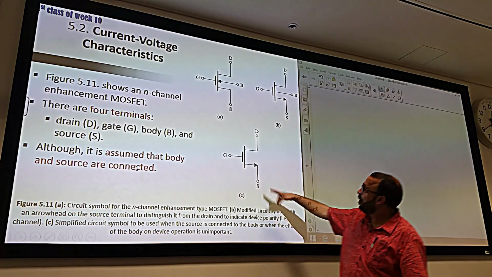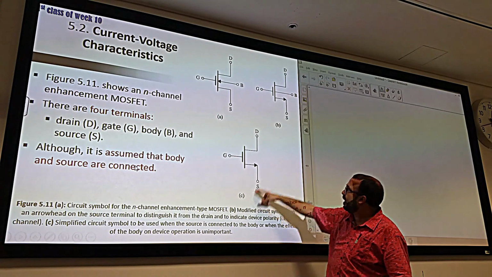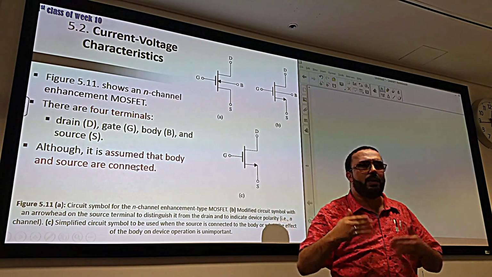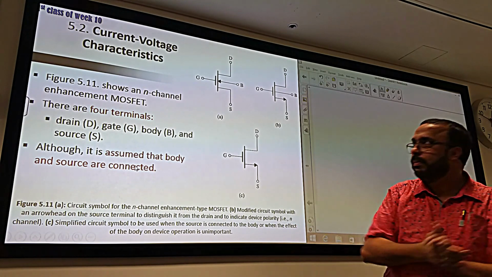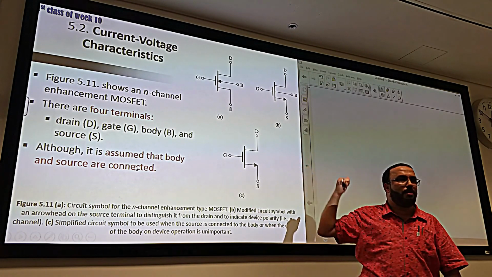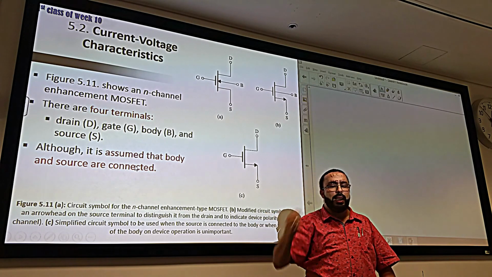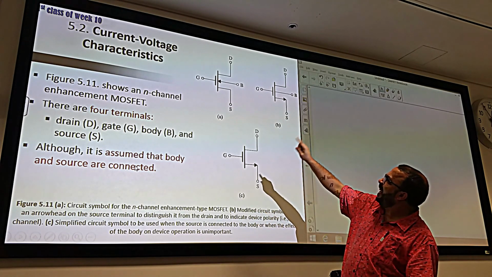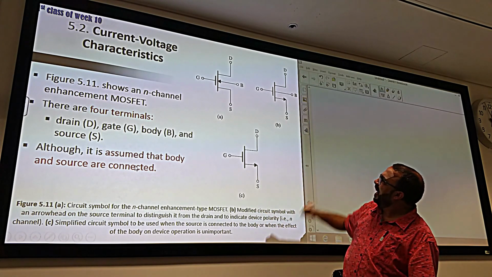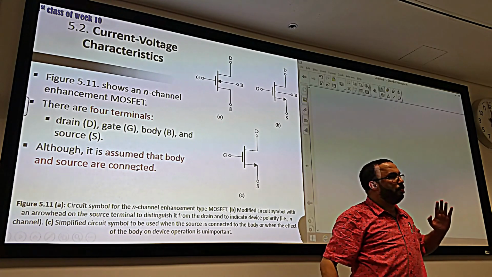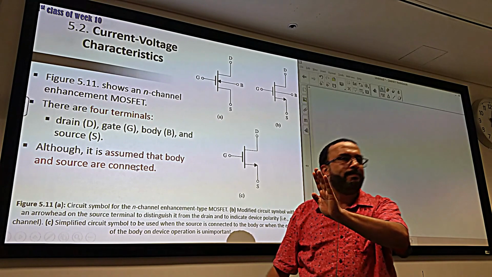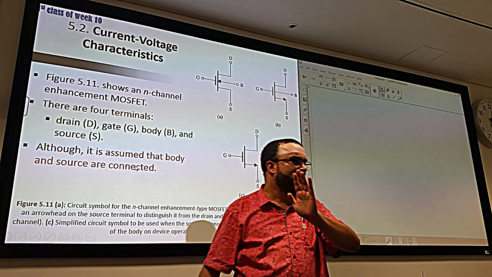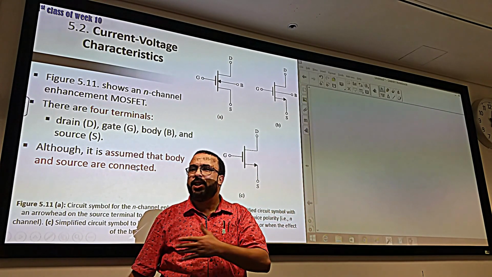Now, the arrow in symbols C and B basically shows where the current is getting out. Okay? Good? Now in A, the arrow is on the body. And that means what? That means in order to create a channel between drain and source, the gate has to push that arrow inside to allow the current to go in. Do you understand? Because we need to have VGS.